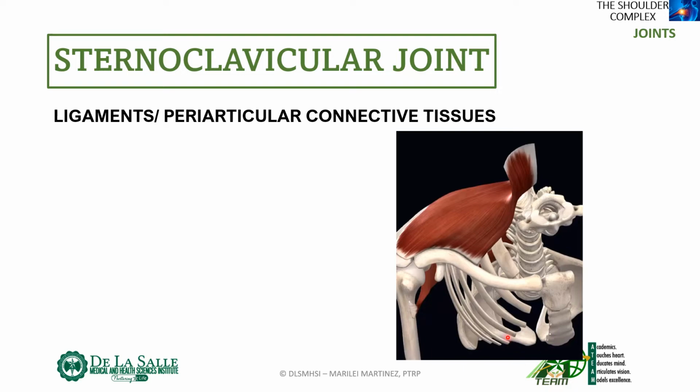Now let's proceed with the retraction of the clavicle. The retraction of the clavicle at the SC joint is limited by the anterior sternoclavicular ligament, which is located here. So let's try to draw. There, it's located here. Whenever there is clavicular retraction at the SC joint, the clavicle slides posteriorly. That's why the ligament that limits clavicular retraction is the anterior sternoclavicular ligament.